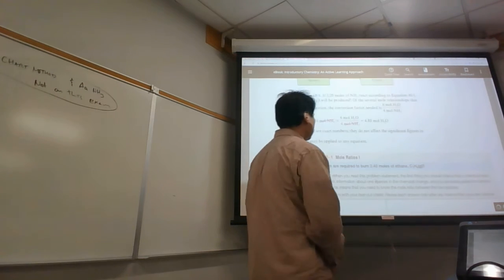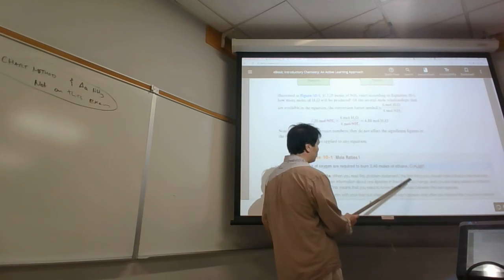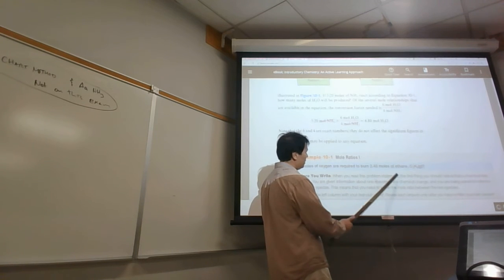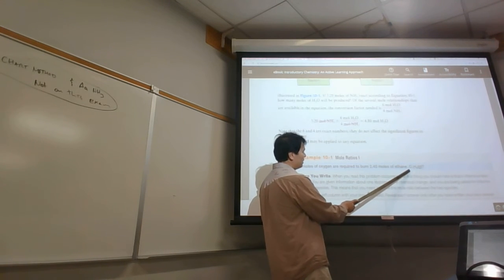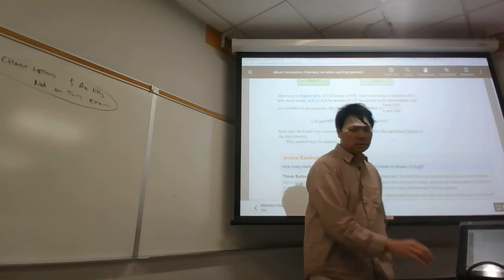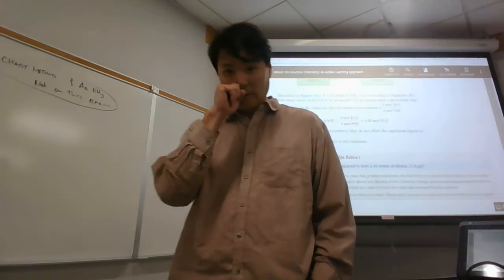All right, and so the first thing we need is the balanced chemical equation. So let's do this. Let's write the equation for the combustion of ethane. Ethane has a formula C2H6, and it's a gas. So go ahead and write the combustion equation for that.